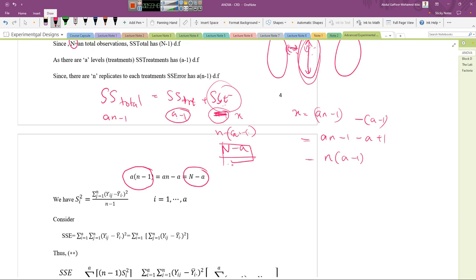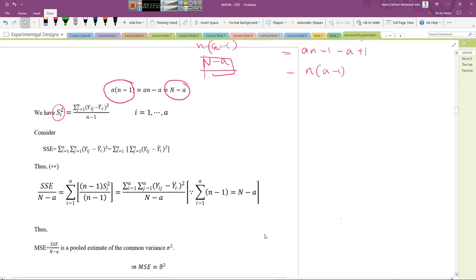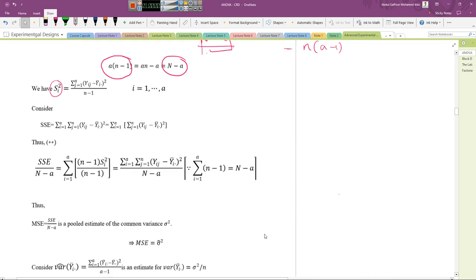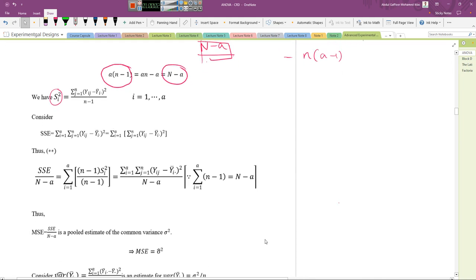Now this is the variance of error, right? So the variance of error can be written as, so now we will understand what we have done here.